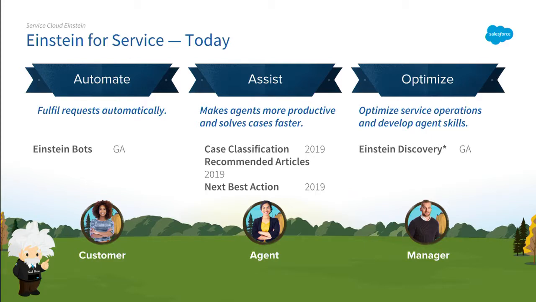That's what these bots are able to do and are able to help move forward those. So today we've got the Einstein Bots and things that are moving forward. There's going to be case classification, recommended articles, next best actions, and Einstein Discovery, which is GA already. But the goal is to help the customer, the agent, and the manager.